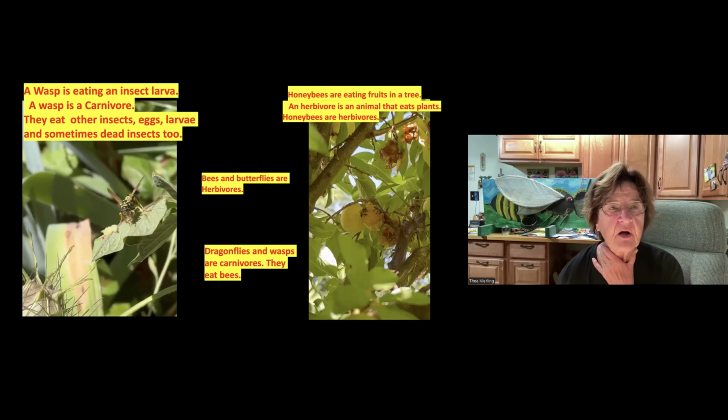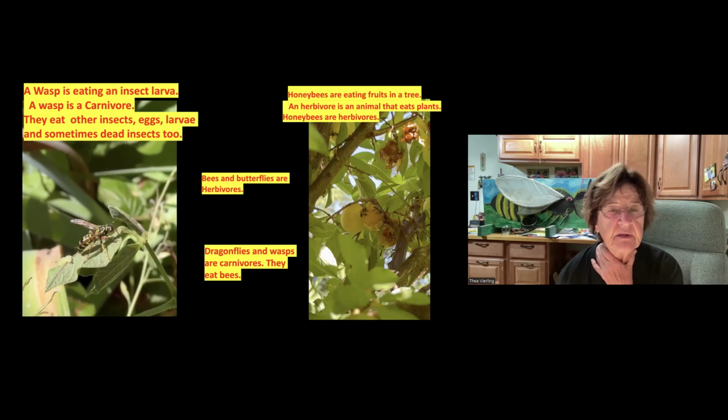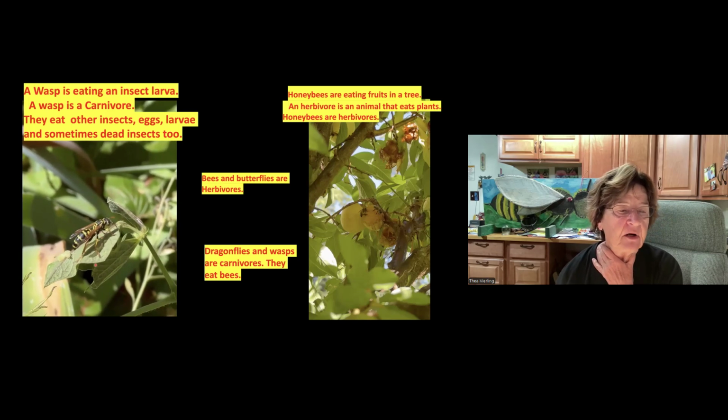So a wasp is a carnivore. They eat other insects, they eat eggs, they eat larvae, and sometimes they even eat dead insects, which is a very important part of the food chain because they can also be decomposers.